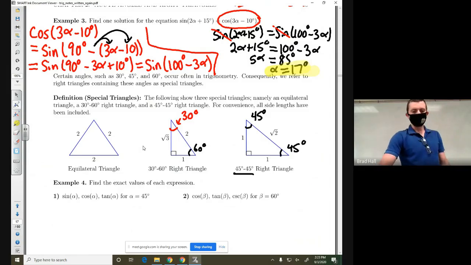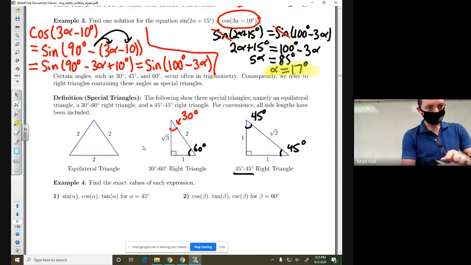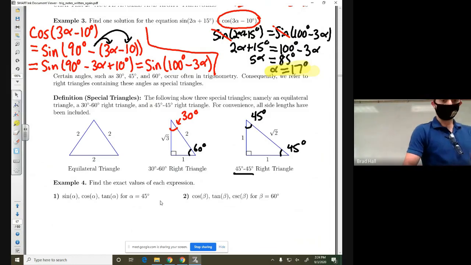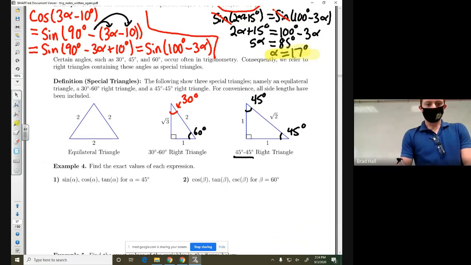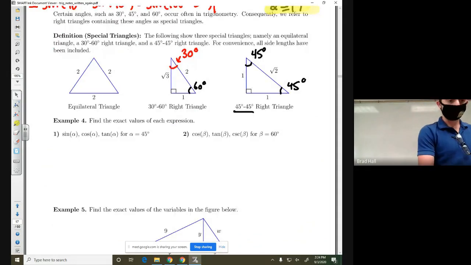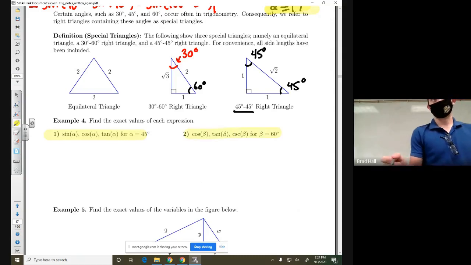And this is very helpful because these are segments that need to be memorized, or at least quickly accessible. And as such, since these triangles are special, that means these trig values below are going to be special. They're going to come up quite a lot, the values that we're about to find out for parts 1 and 2 here.